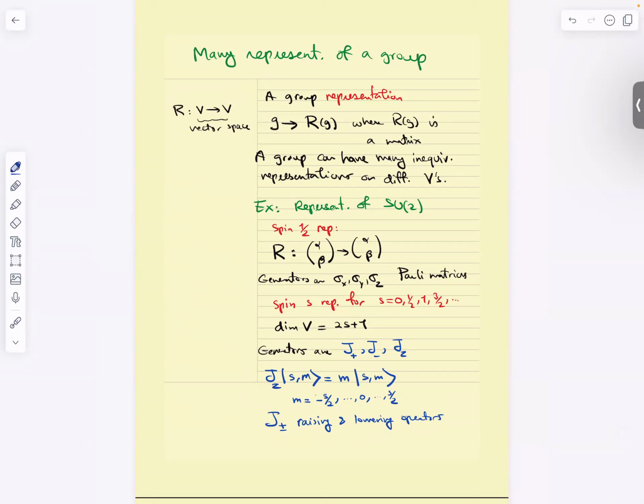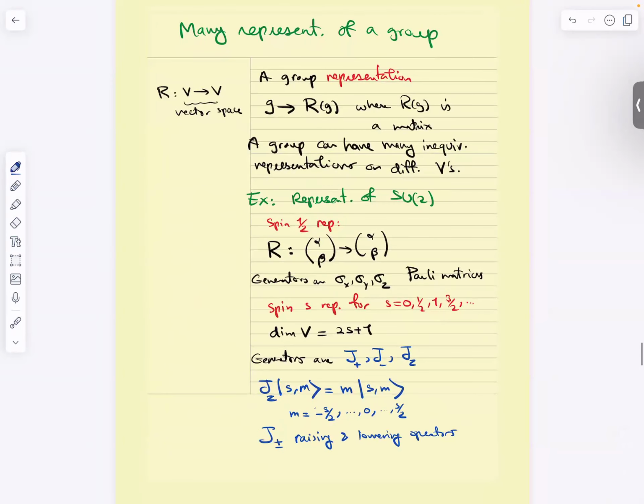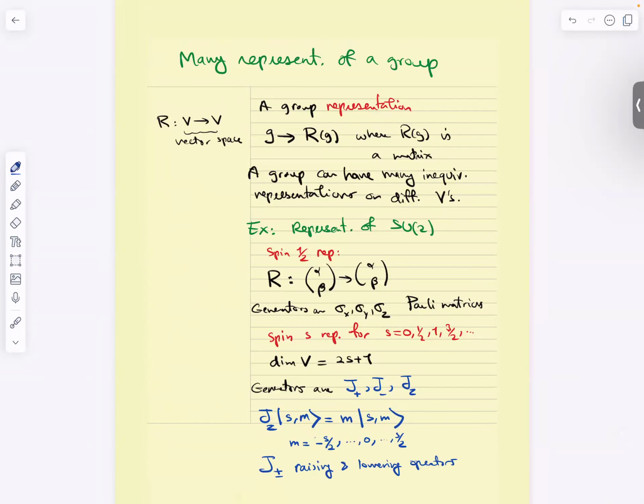Okay. Anyway. So what are representations of a group? A group representation is a map from the group to matrices that act on a vector space. A group can have many equivalent representations. Another example here is SU2. It acts on two-dimensional complex vectors, a Hilbert space, a 2D Hilbert space called a qubit. What does it preserve? The inner product of the Hilbert space, right?